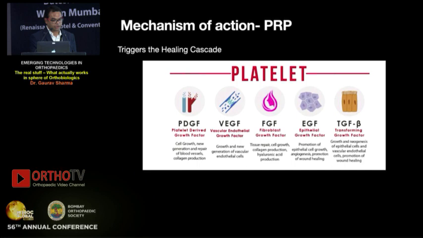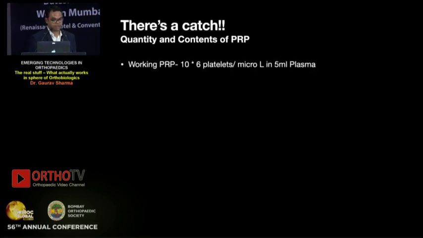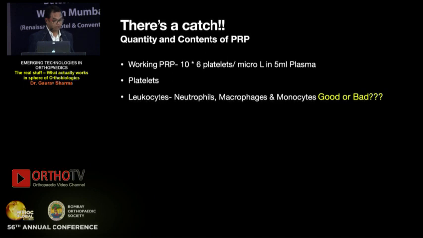Now, this is the mechanism of action. The platelet releases various factors which trigger the healing cascade, and this is the process. Now, coming to working PRP, I'm sorry for the time. Working PRP is if the platelet concentration is 10⁶ per microliter in 5 mL of plasma, then that is called working PRP. Anything below this and anything more than this, the evidence is inconclusive.